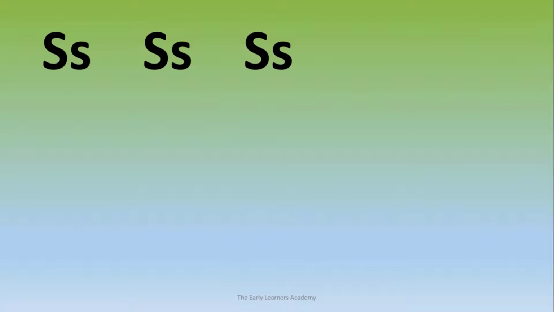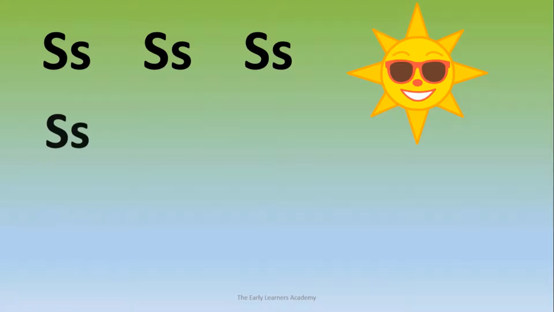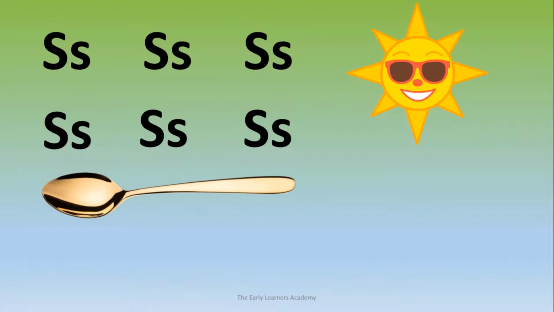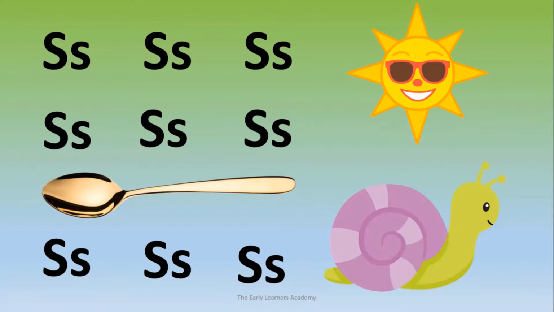Letter S. This is big S, and this is a small s, and the sound of S is S. S. S. S. Sun. S. S. S. Spoon. S. S. S. Snail.